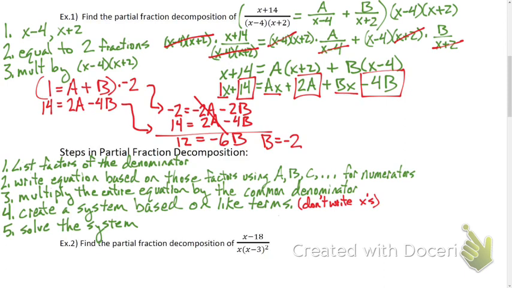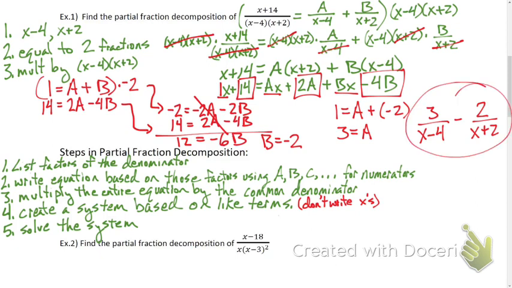When I plug -2 in for b, I get 3 for a. So final answer is 3 over x minus 4 minus 2 over x plus 2. I hope that made sense. We're going to do one more on here.